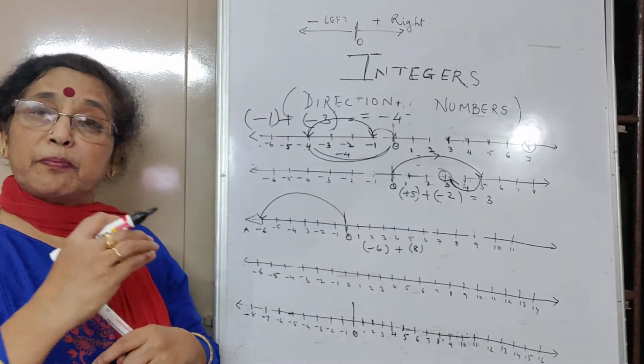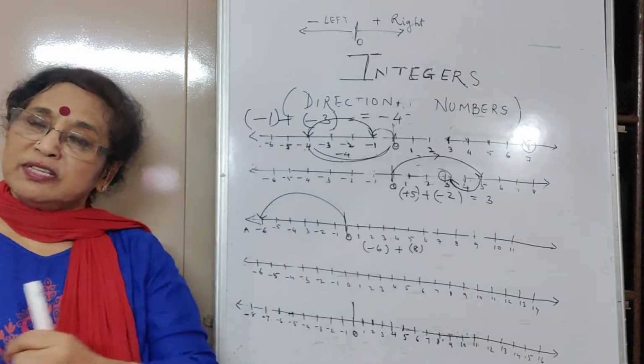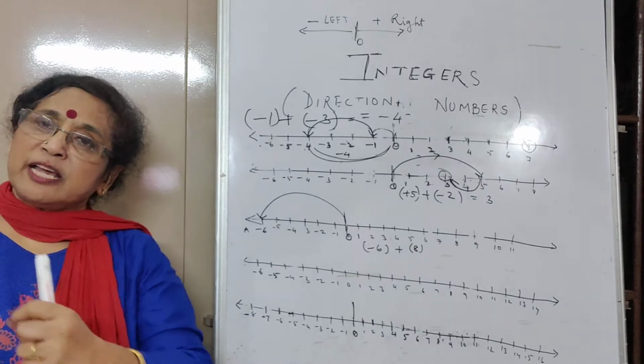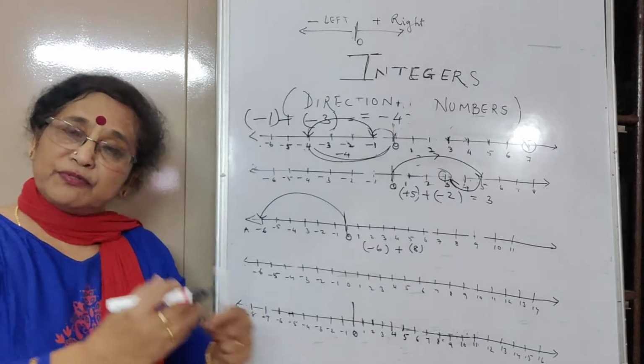Because it is not minus 8. Minus 8 means I'll move 8 steps. Again, continue the same way. Minus 6 and 8 more steps. It is minus 6, so it becomes minus 14. That means I'm 14 units to the left of 0.